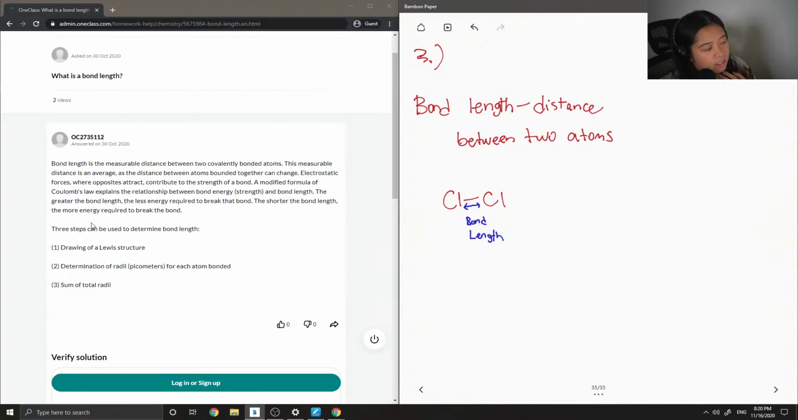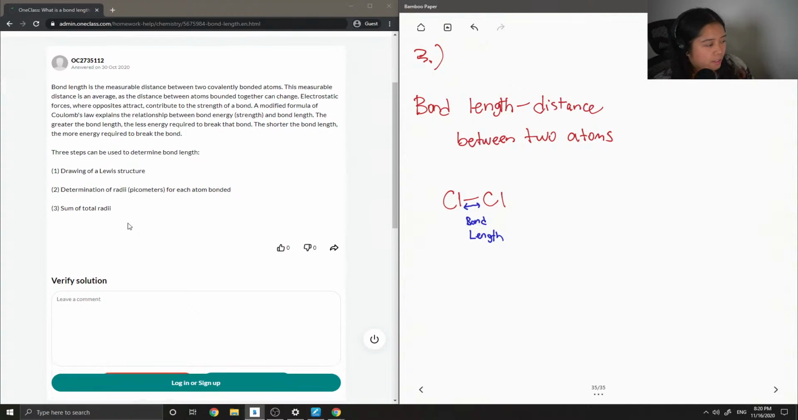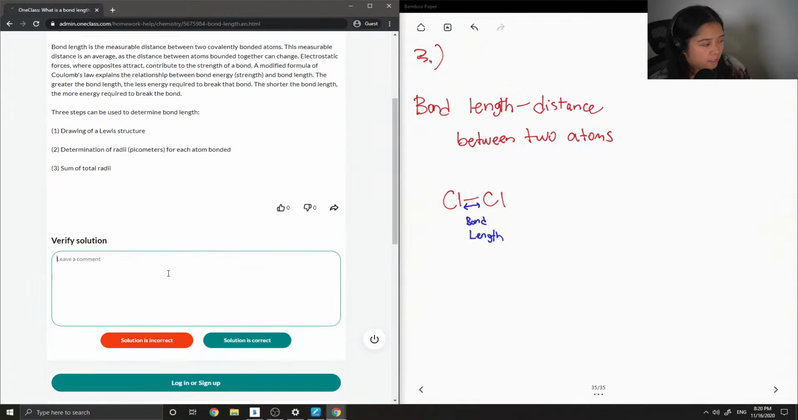Okay, so they also have steps on how to determine the bond length. 1, draw a Lewis structure. 2, determine the radii in picometers for each atom bonded. 3, sum the total radii. Okay, so this solution is correct.